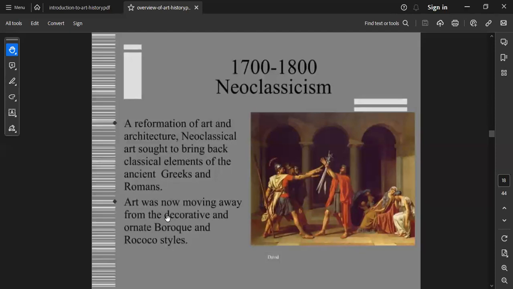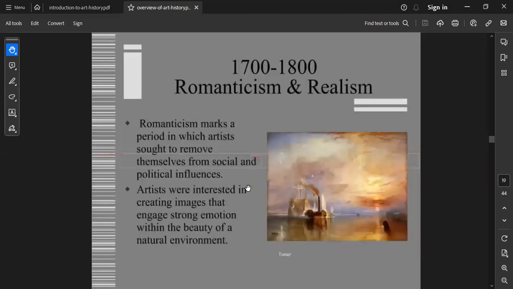Art was now moving away from the decorative and the ornate Baroque style and the Rococo. And finally, in the 1700s and the 1800s, we witnessed Romanticism and Realism. Now, you should remember that this is the actual phase where modern artistic intervention started in Europe from the 1700s.